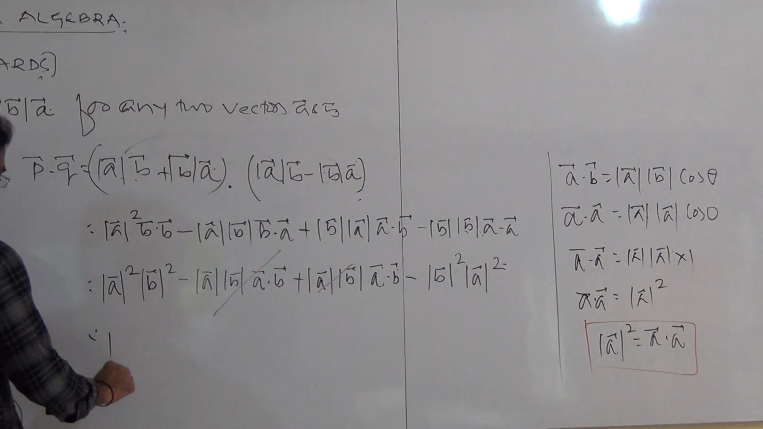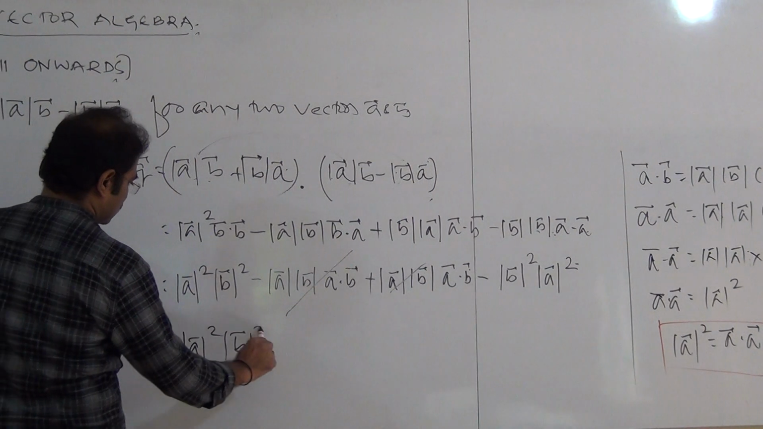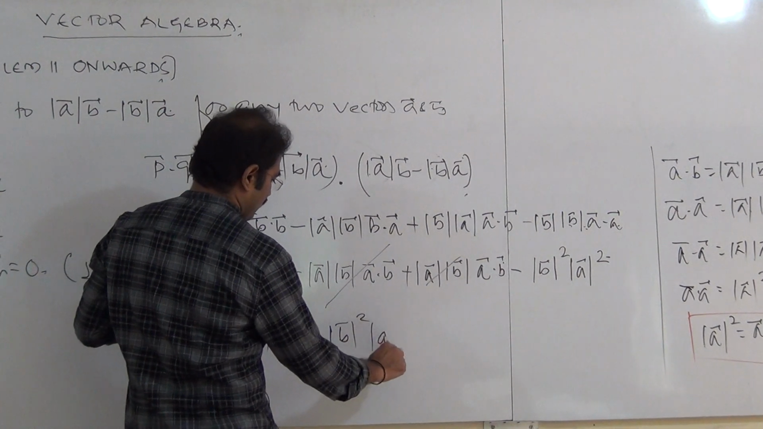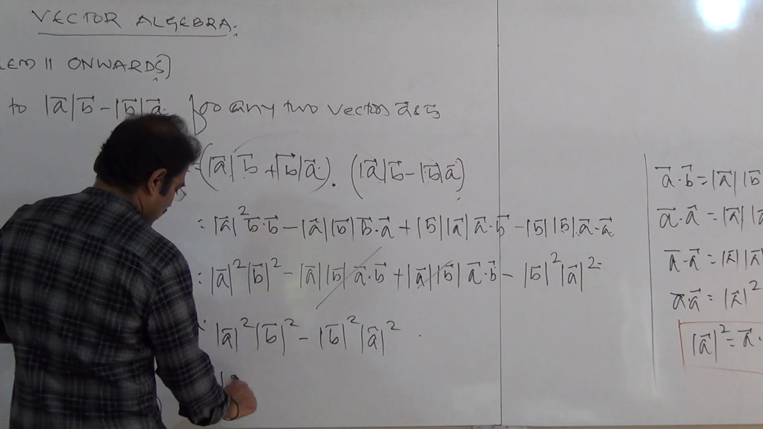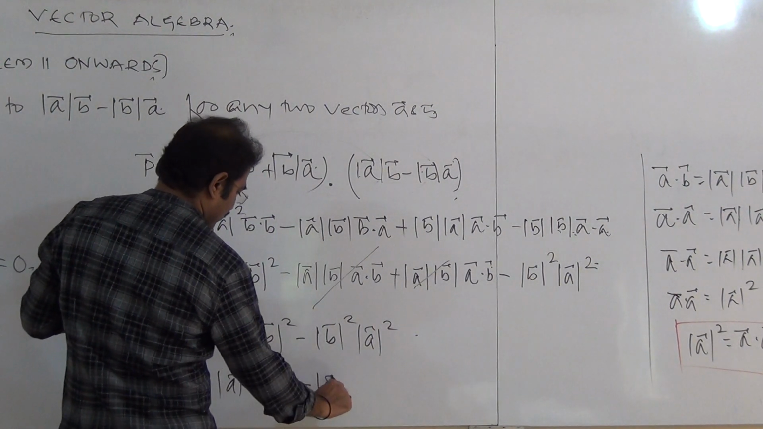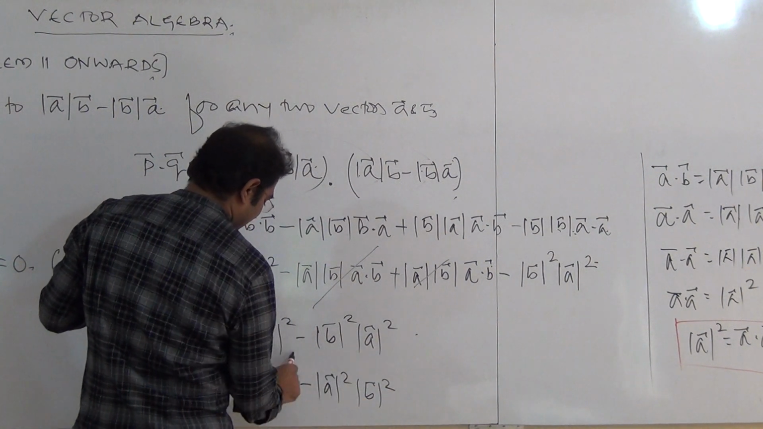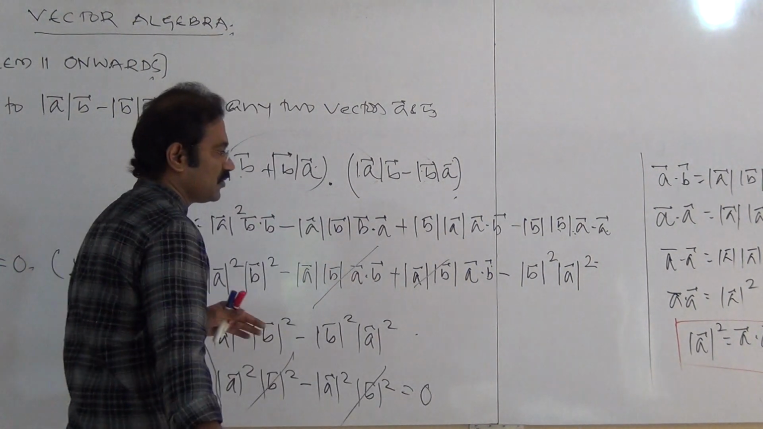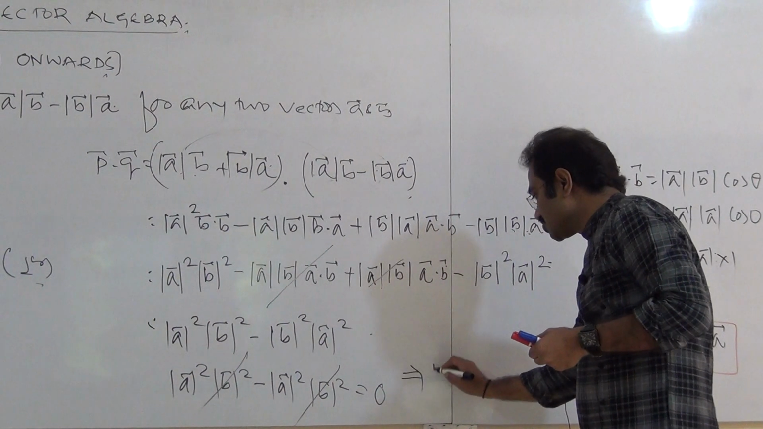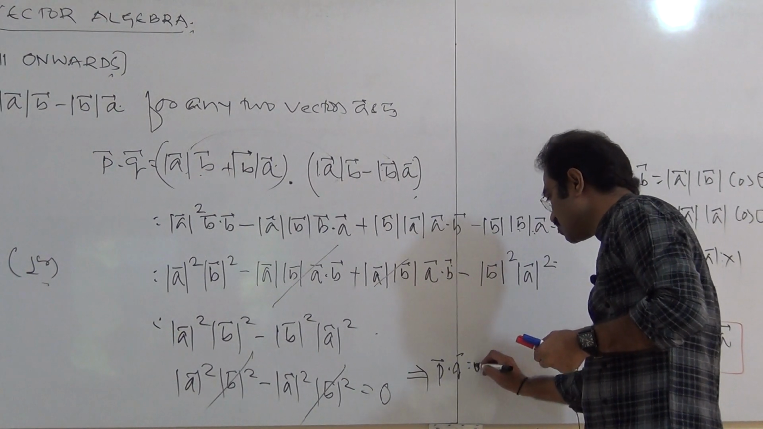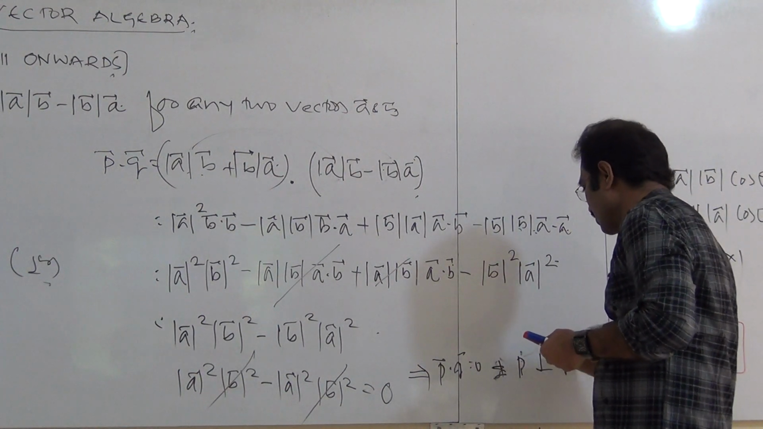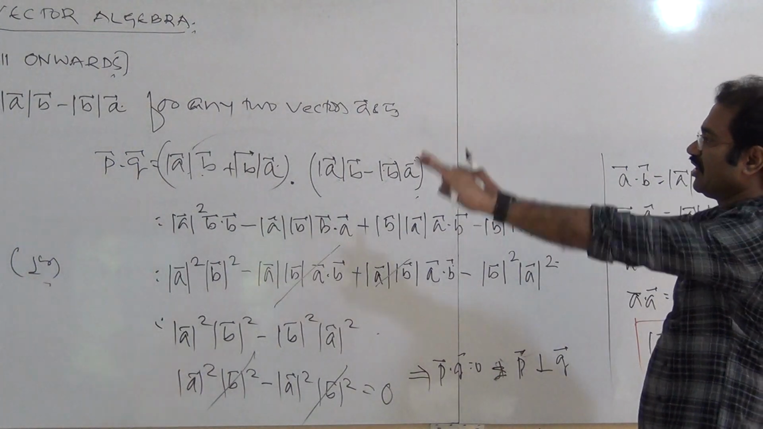Now it is equal to magnitude of A square, magnitude of B square, minus magnitude of B square, magnitude of A square. You can interchange, and they cancel each other. The answer is equal to how much? 0. If this answer is equal to 0, what is your conclusion? The conclusion is P dot Q is equal to 0. It means that P is perpendicular to Q. But what is our P and Q? We know that this is perpendicular to this.